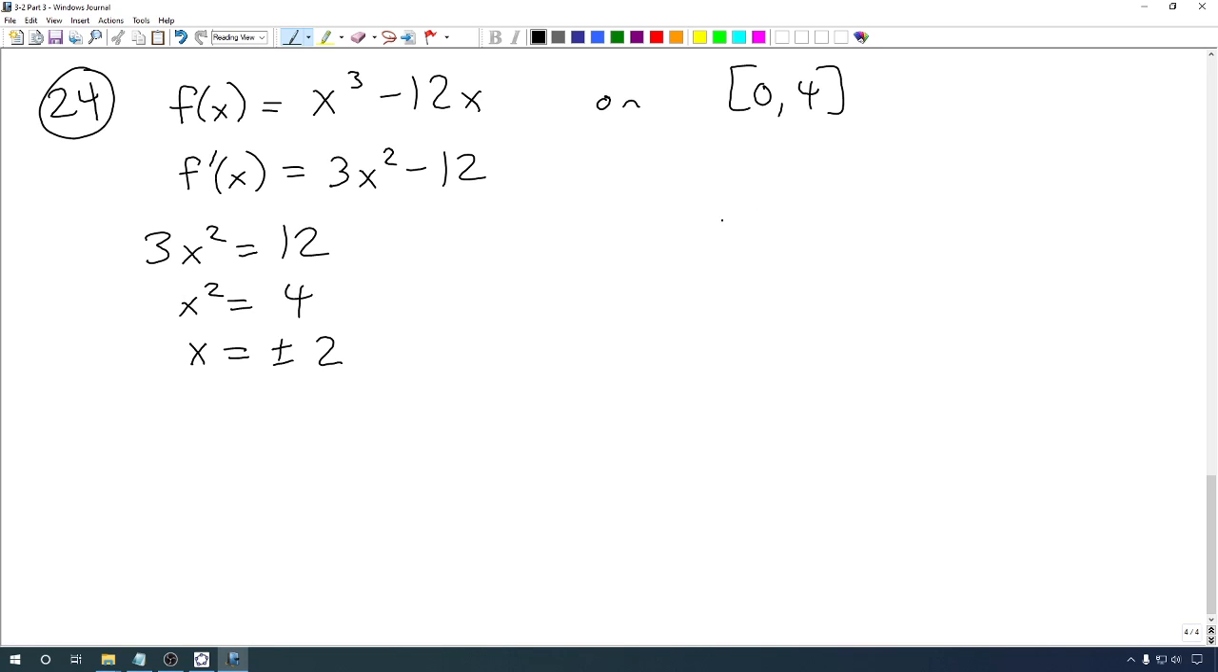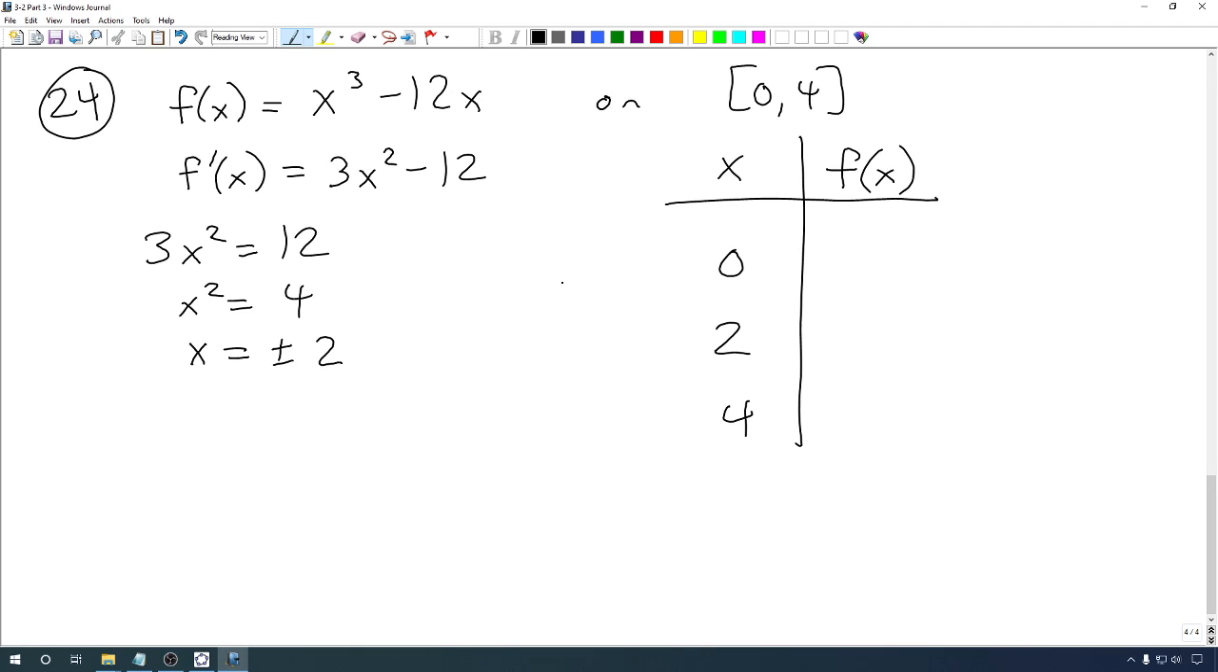Then we're going to make a table where here I'm going to put my x values, specifically the endpoints. I need to include the endpoints, and I need to include my critical points. So my endpoints are 0 and 4. My critical points are -2 and 2, but do note that -2 is not in this interval. We don't care about -2. So we're only going to be looking at the critical point of 2. And then we'll evaluate our function at those three numbers.